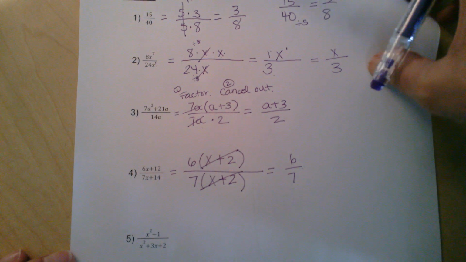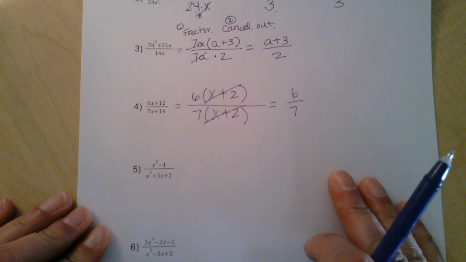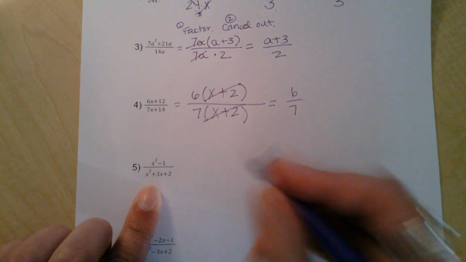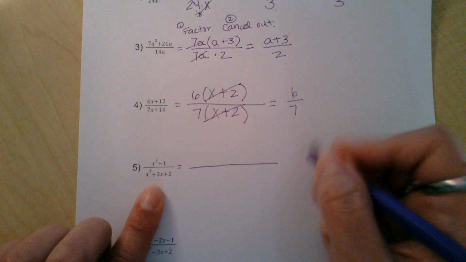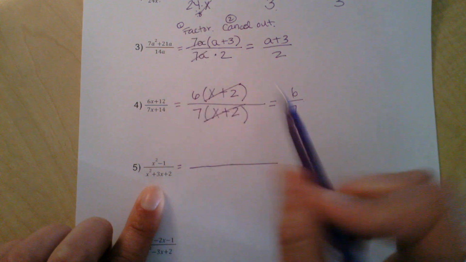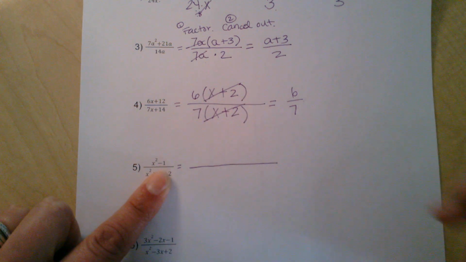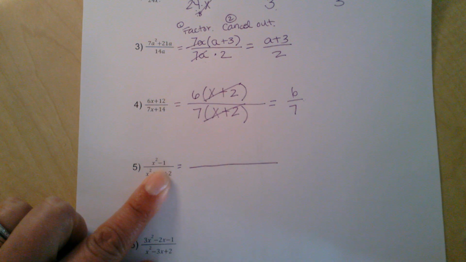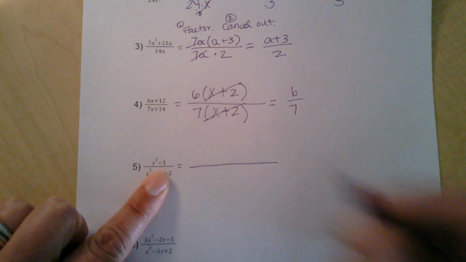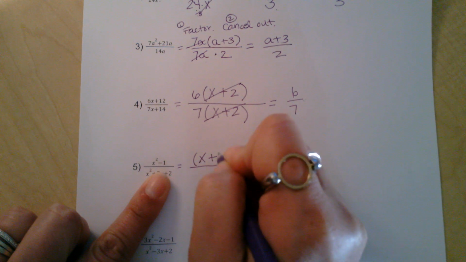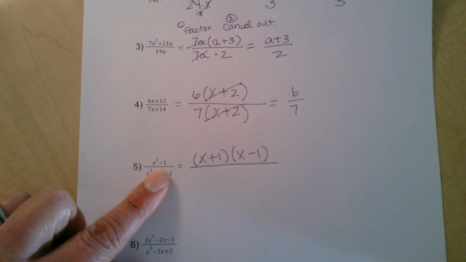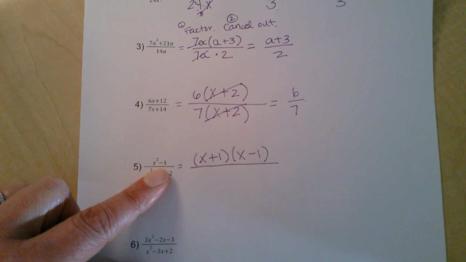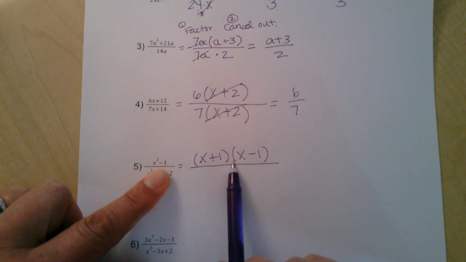Let's go to number 5. I only have a couple more left. Number 5, again, I'm going to simplify. Yes, we are going to simplify, but to simplify, we are going to factor. So just that top, hopefully you are remembering, wait a minute, we factored this. This is the difference of squares. So this is x plus 1 times x minus 1. So this is the reason why we took some time with factoring to remember some of these.